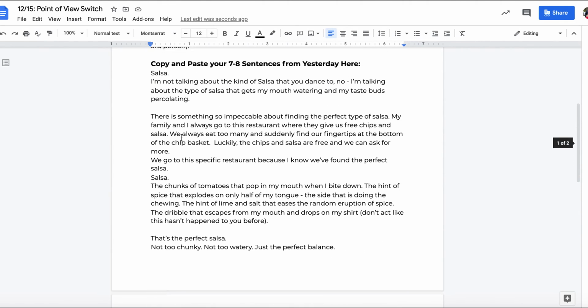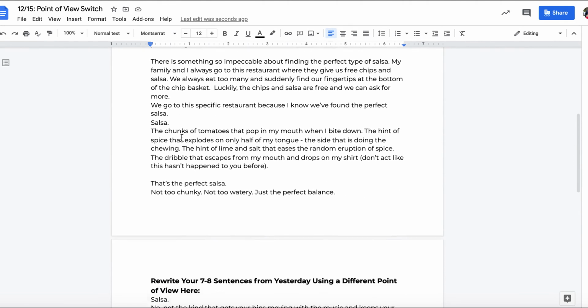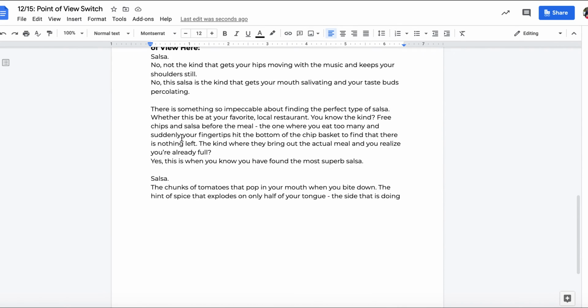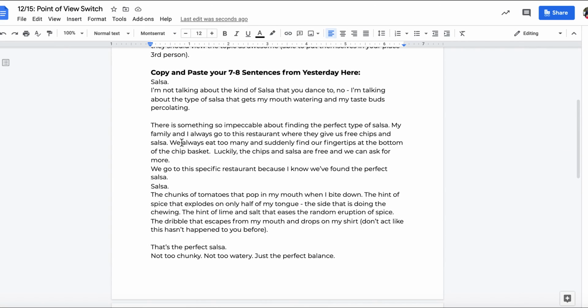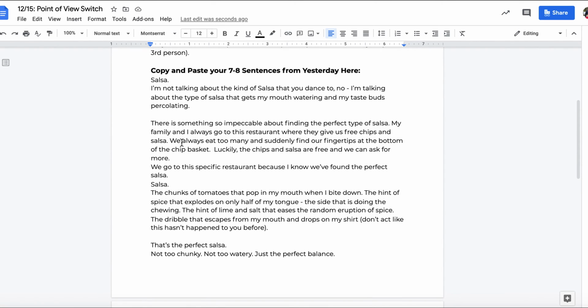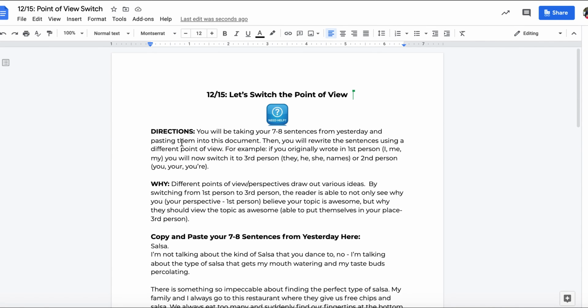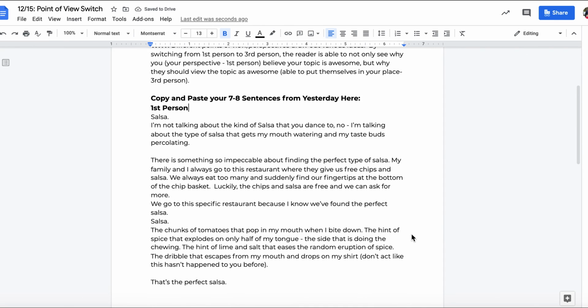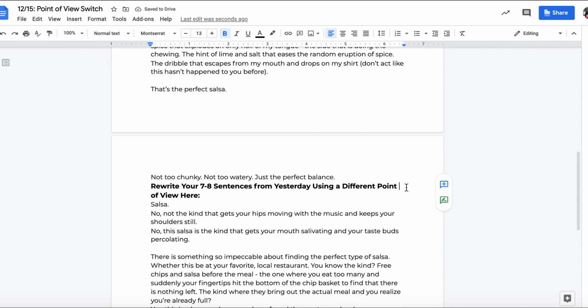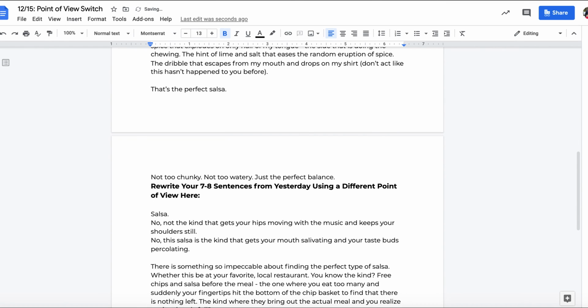So you can pause and kind of look at the two different versions that I did. But what I want you to know is that both of these are saying the same thing, but we're trying to draw the reader, the viewer, in a different way. So your job today is to copy and paste your first 7 to 8 sentences. Decide, okay, mine was first person. And then figure out what point of view you are going to put it into. I decided that I was going to write it in second person.